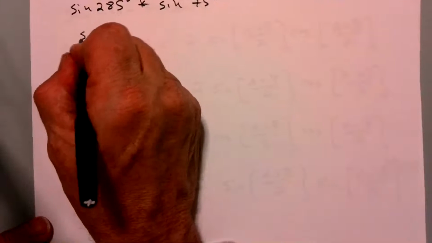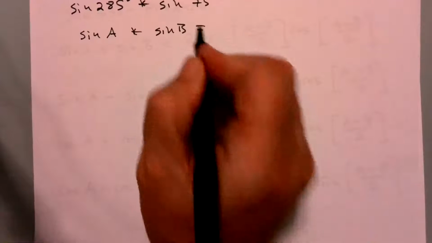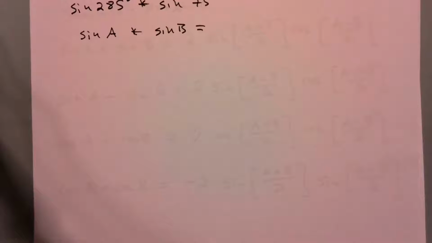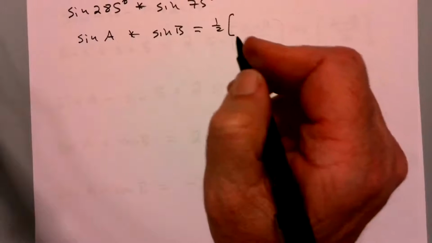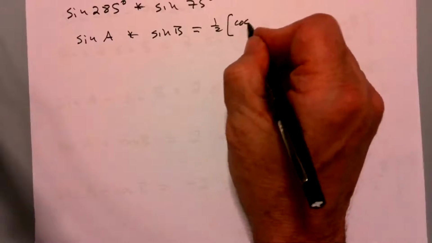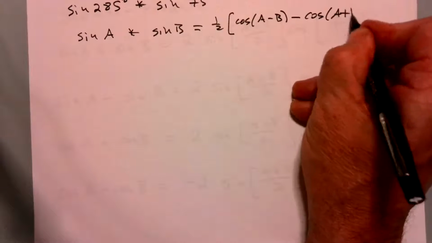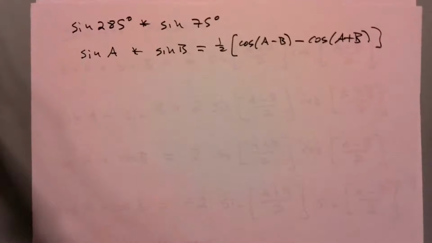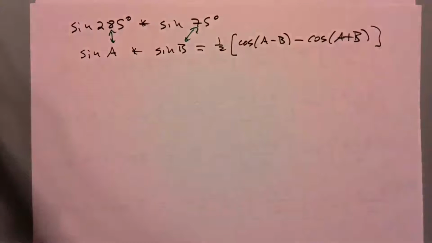And we want to go ahead and use our product to sum identity. So the one we're going to have to use is sine A times sine B. So if we look for that, what is sine A times sine B? That is 1/2 cos A minus B minus cos A plus B. So if we're going to do this, wherever you see A, we're going to substitute 285 degrees. And whenever you see B, we're going to substitute 75 degrees.